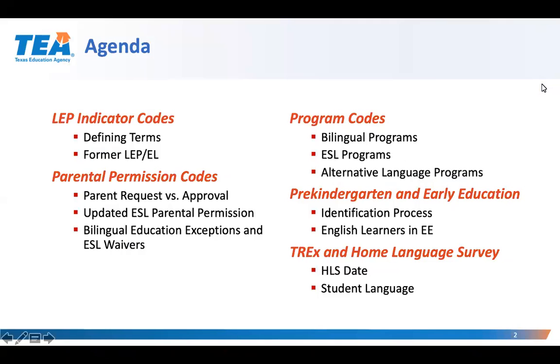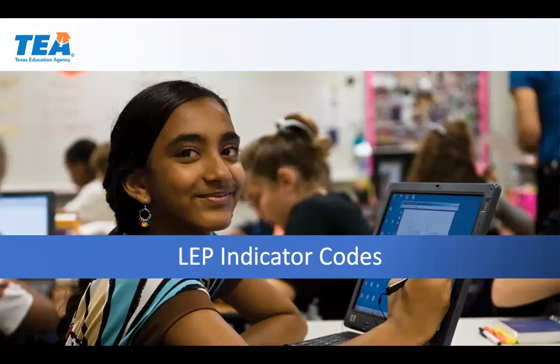During this video, we will discuss revisions within the LEP indicator codes, the parental permission codes, the program codes related to bilingual and ESL programs with new alternative language program coding. We'll discuss pre-kindergarten and early education as it relates to English learners, and we'll discuss changes to the Texas Records Exchange and the Home Language Survey. Let's begin by looking at the LEP indicator codes.